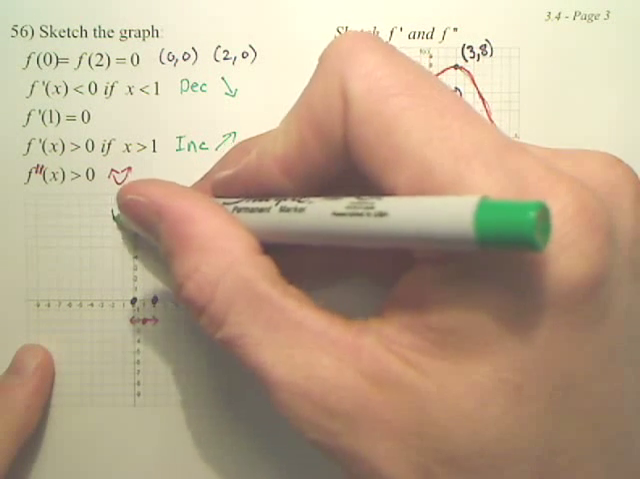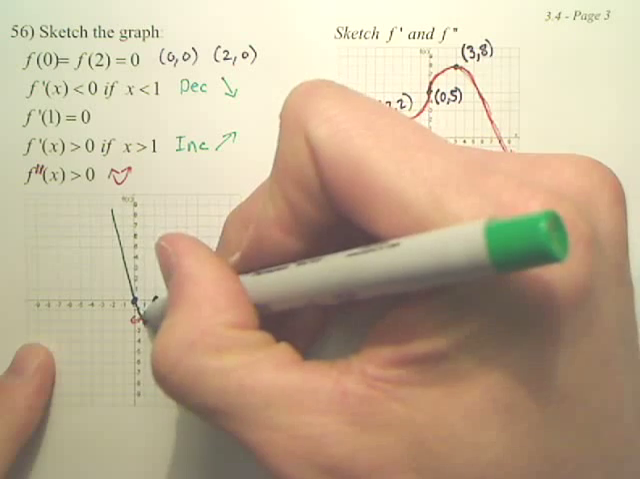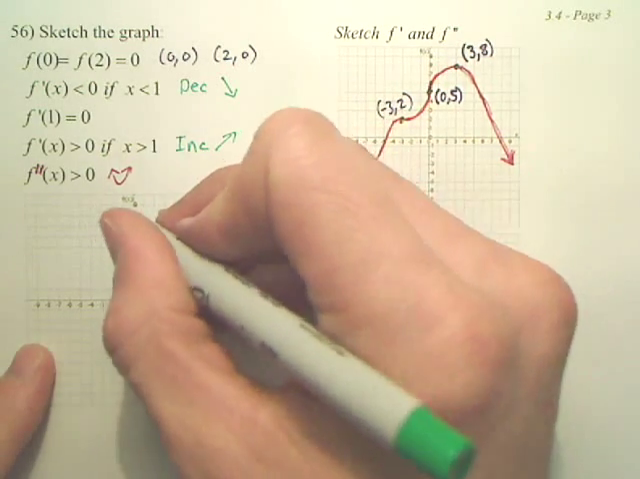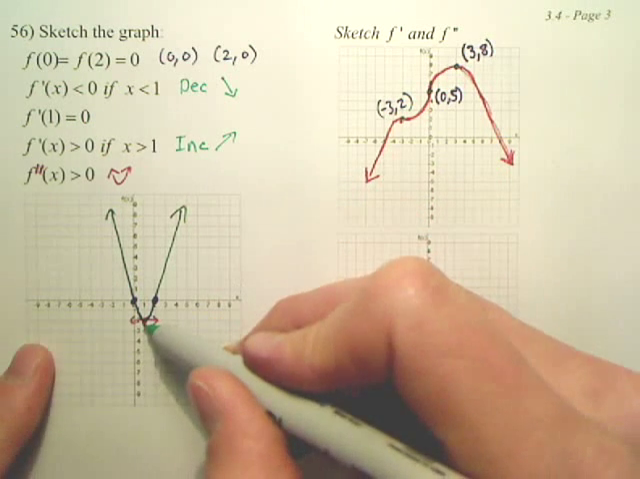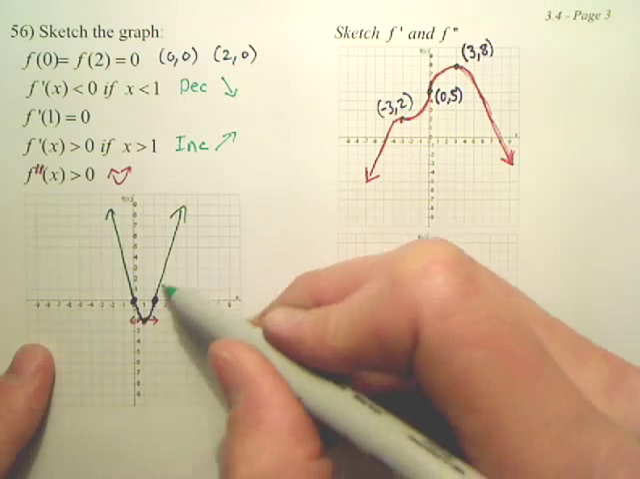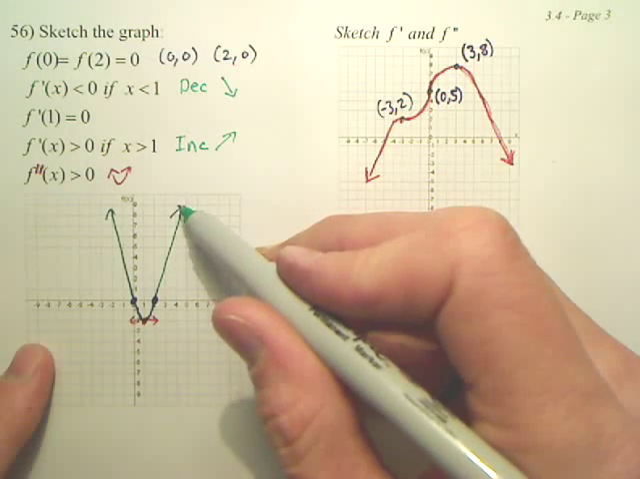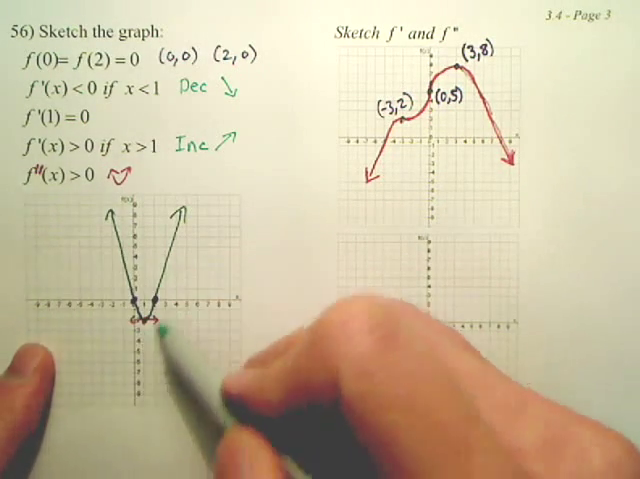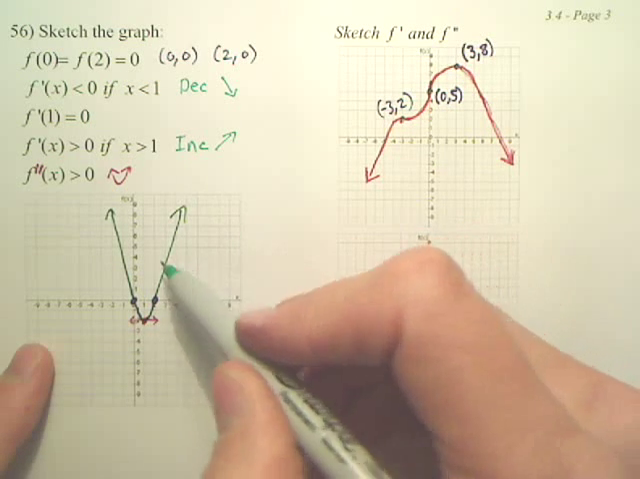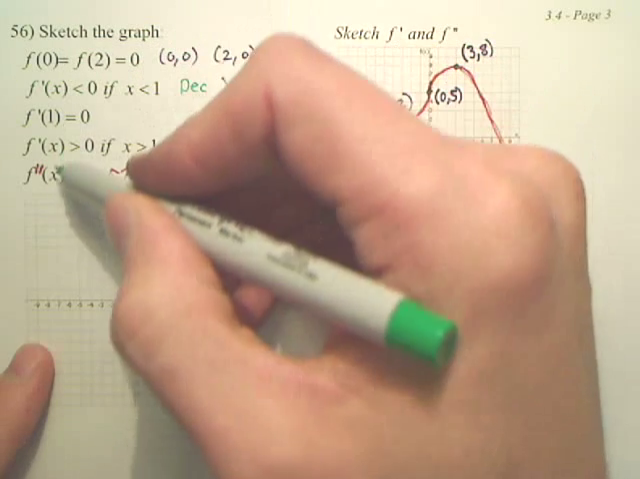So let's just think about this. Doesn't my graph look something like this? Isn't it decreasing from here to here? Isn't my slope 0? And then isn't it increasing from here to here? And isn't the whole graph happy, concave up? Does this graph fit all these stipulations?